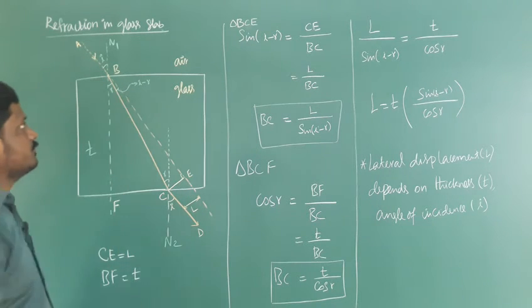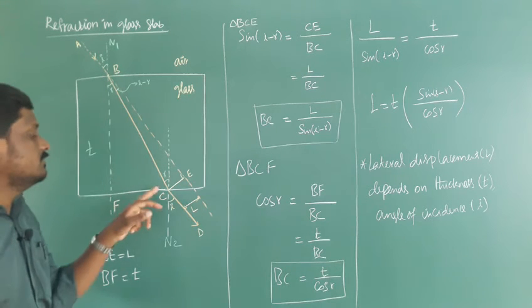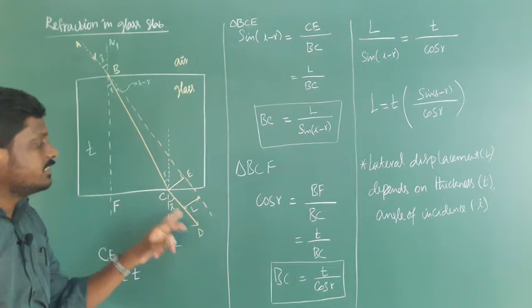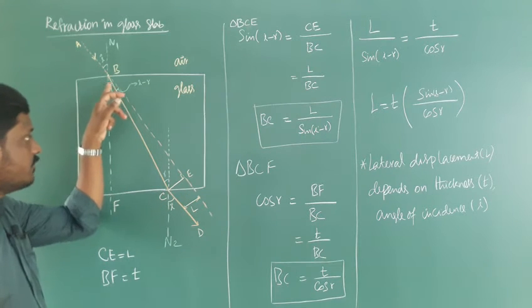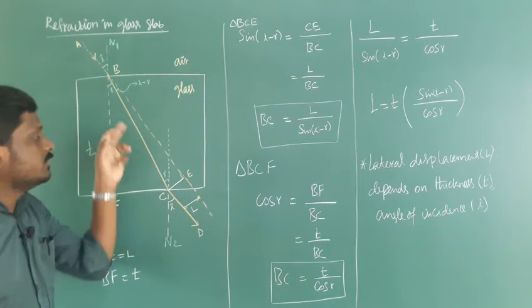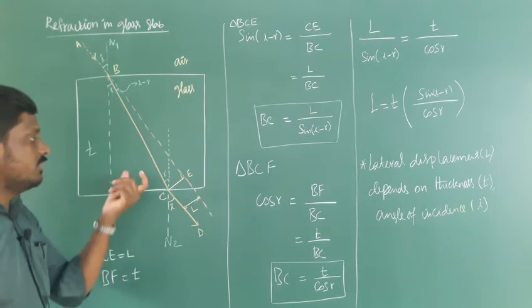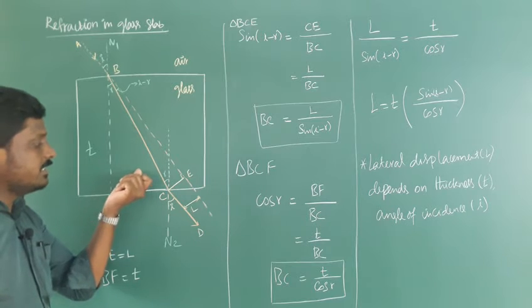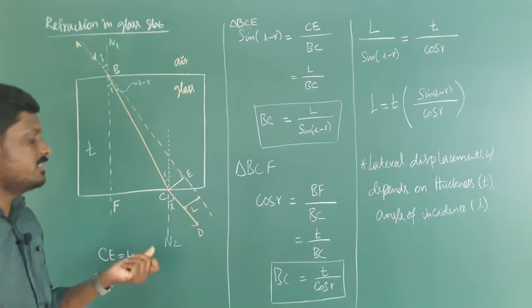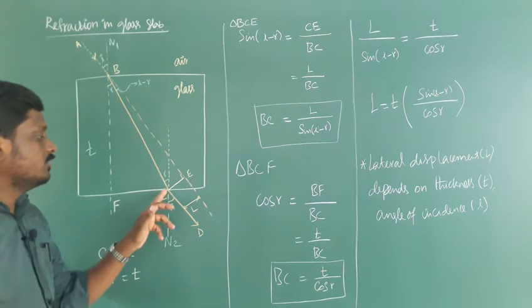There is a refraction at the point B, and another refraction at the point C. The refracted ray becomes the incident ray for the point C. Here it travels from denser to rarer, and denser to rarer means the refracted ray is away from the normal.